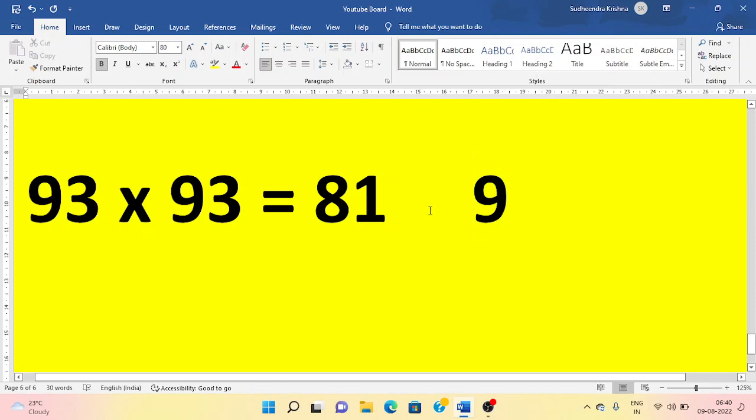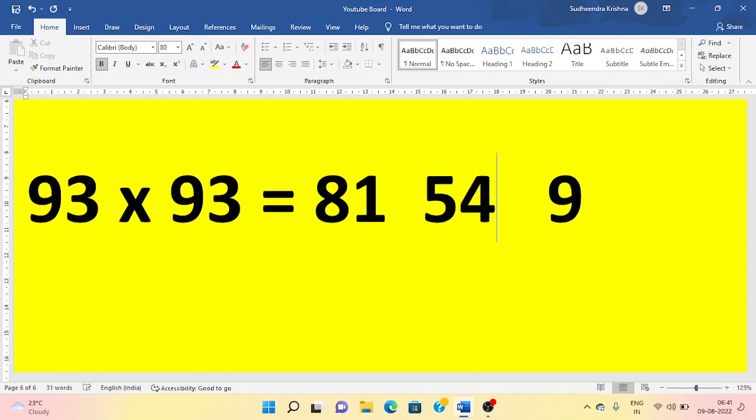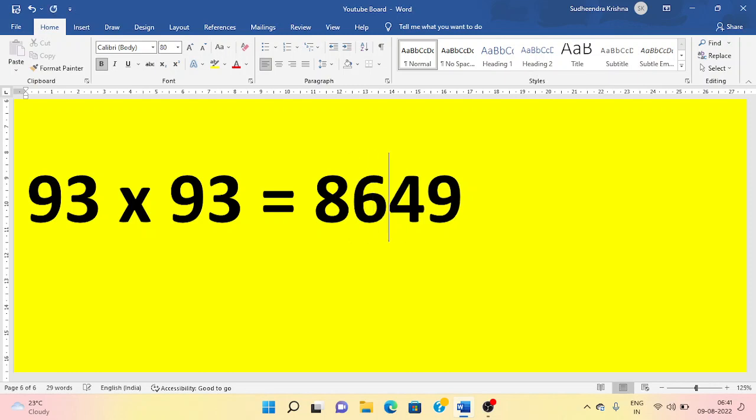Now what you do is multiply 9 into 3. 9 3s are 27. 27 into 2 is 54. Put 54. But 54 is a 2-digit number. We cannot take a 2-digit number. So out of 54, I'll take 4 and I'll carry over 5 to the left number. So already on the left side of 4, I have 81. 81 plus 5 carry will give me 86. So this is the required answer. So 93 square is equal to 8649.